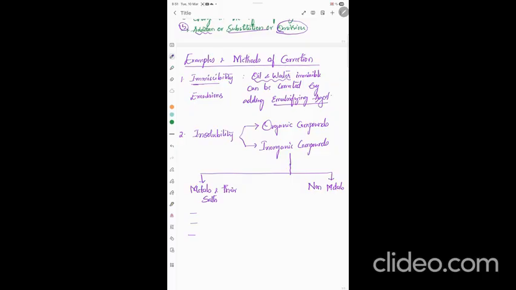And then the second and the most important one we have is the insolubility. So this insolubility is nothing but here we can see either the insolubility of organic compounds or the inorganic compounds as well, right? So here first let us see about the inorganic compounds.